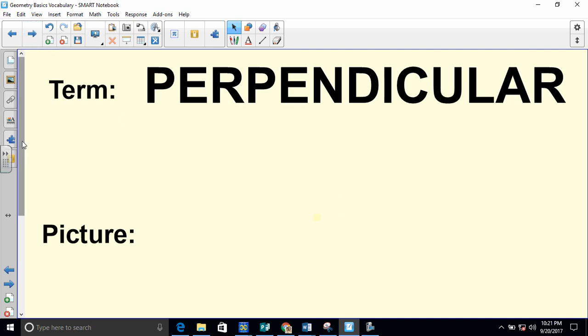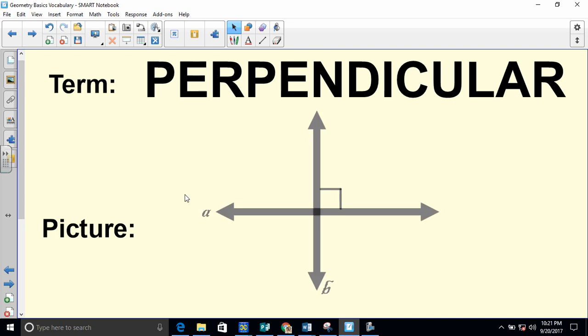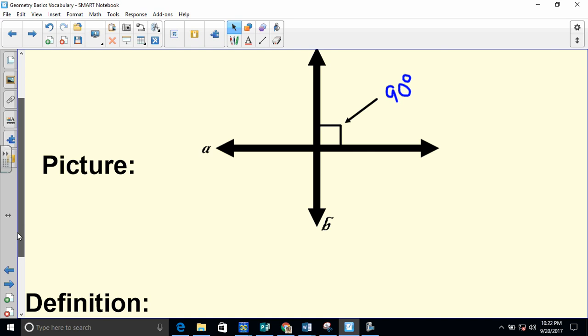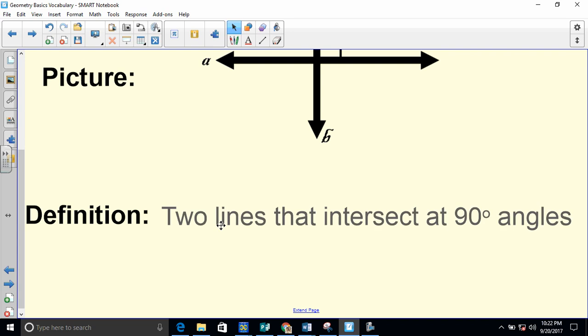And then perpendicular, this is a big one. We will be using perpendicular a lot, and you have to understand the meaning of perpendicular. Here would be a picture of perpendicular. And remember that this box, when you see it in an angle, means that it's 90 degrees. It's a right angle. And perpendicular just means 2 lines that intersect at a 90-degree angle.